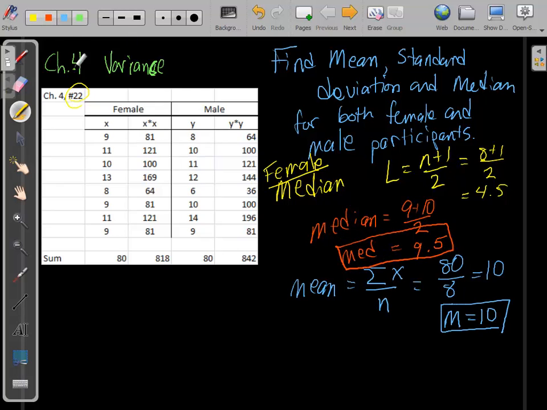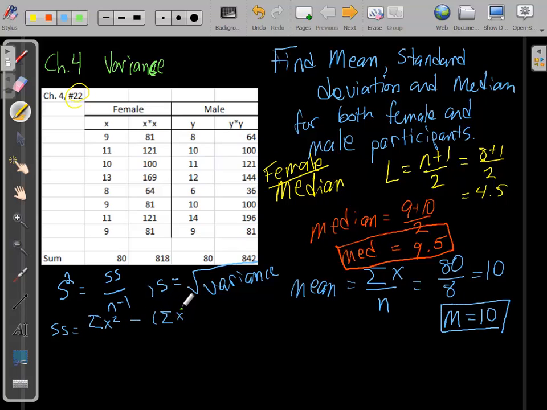Now to calculate the standard deviation, this is going to be the average distance each observation is from the mean. That's the idea behind standard deviation. We're going to use the formula for variance, which is going to be the sum of squares divided by n minus 1. And again, our standard deviation is going to be the square root of the variance. So we do this computation and then take the square root of it. Recall that the sum of squares is the sum of the x's squared minus the sum of the x's, all of that squared, divided by n.